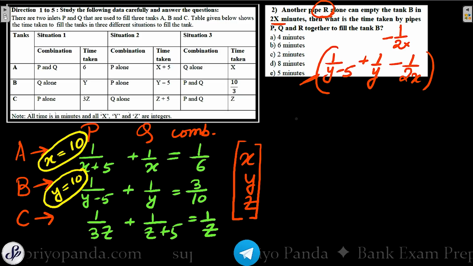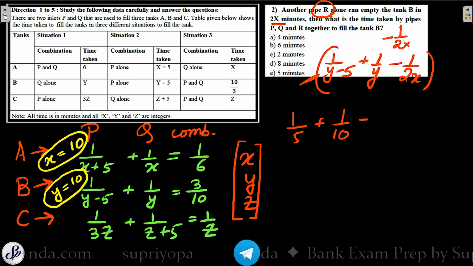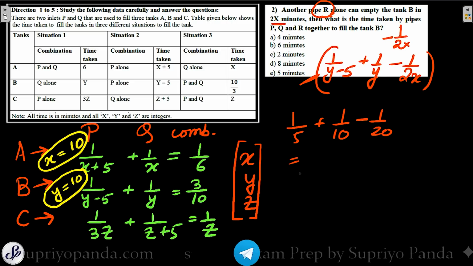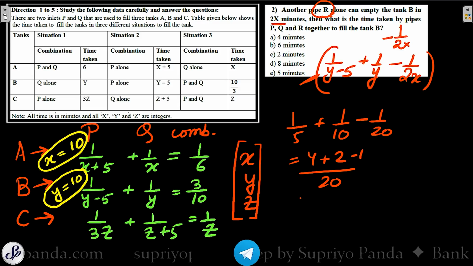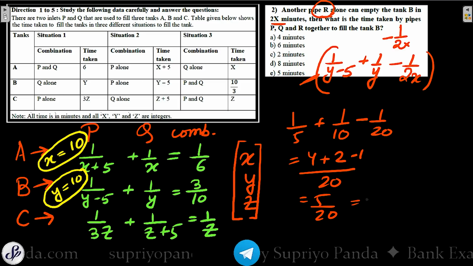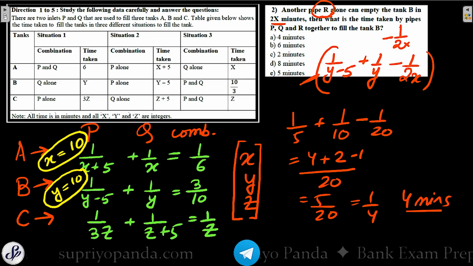So 1 by y minus 5, this is 1 by 5 plus 1 by y. This becomes 1 by 10 minus 1 by 20. So this gives us 20 over here: 4 plus 2 minus 1. So we have 5 by 20 and it becomes 1 by 4. So the answer is 4 minutes. So your answer is option number A.